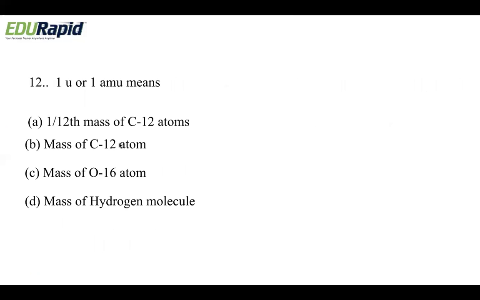One atomic mass unit, that is 1 AMU, means, is it 1 by 12th the mass of carbon 12 isotope or atom? Is it the mass of a carbon 12 atom, or the mass of an oxygen 16 atom, or the mass of a hydrogen molecule? So what is 1 AMU equal to?